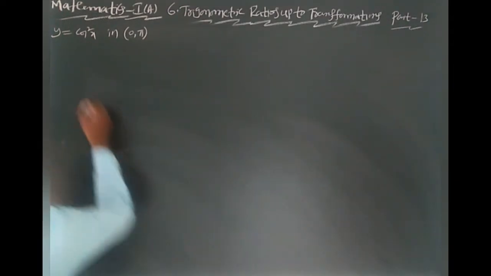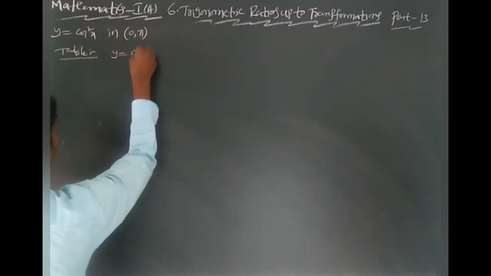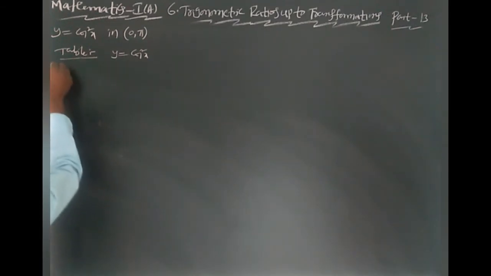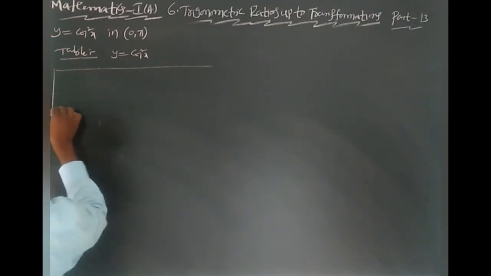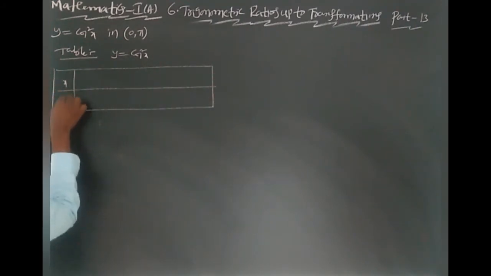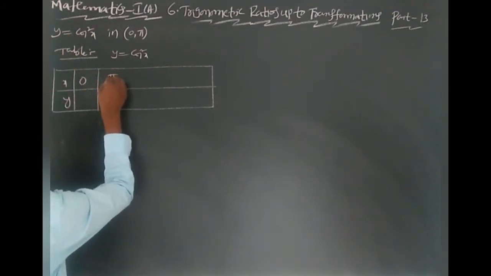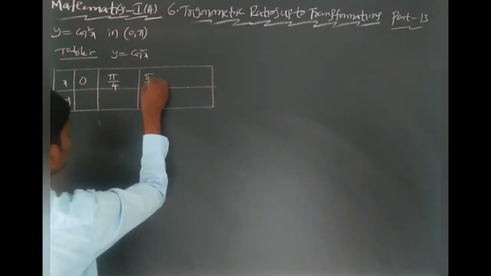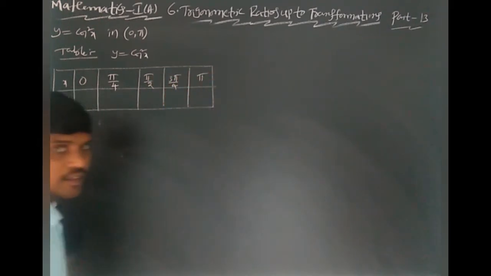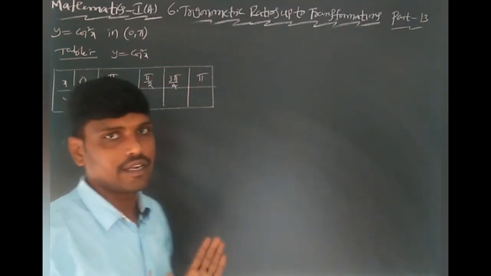First we have to take a table. In this table, y is equal to cos square x. In this cos square x, first we have to draw the table. In this table, we have to take a range of 45 degrees: 0, pi by 4, pi by 2, 3 pi by 4, pi. Each interval is 45 degrees or pi by 4 radians.